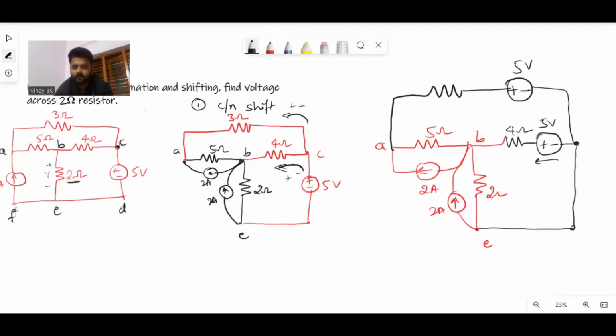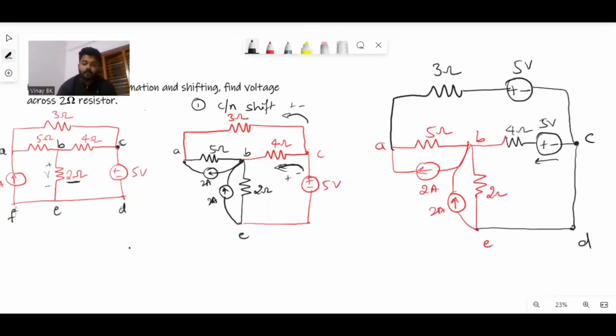This will be 3 ohm resistor C D. Okay, so now shifting is finished. So now we can do what? Source transformation.